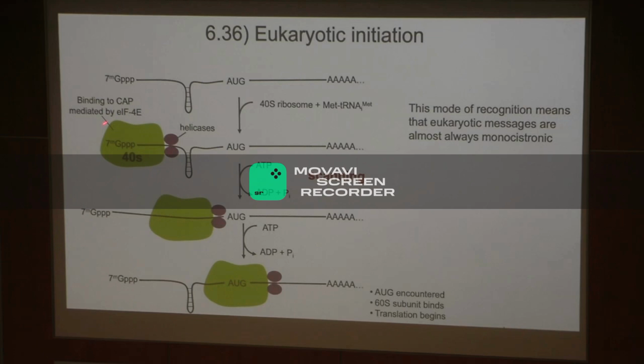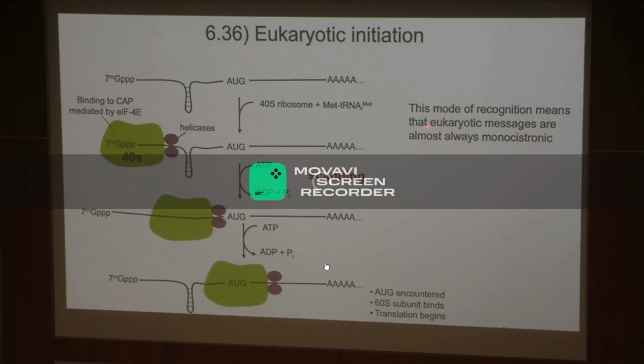And then this 40S subunit basically scans down the messenger RNA with help from RNA helicases, which melt out any stem loop structures in the 5' untranslated region, until the subunit encounters an AUG. Okay, once the AUG is encountered, now the 60S subunit binds and translation begins.